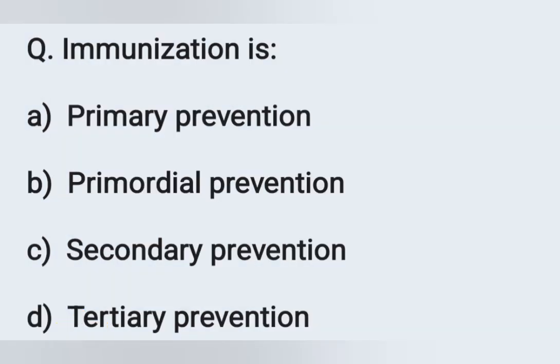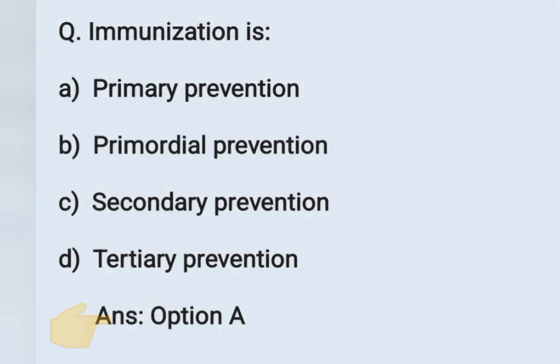And the next question is immunization is options. Option A primary prevention, option B primordial prevention, option C secondary prevention, option D tertiary prevention. Immunization is an example of primary prevention. Option A is the correct answer.